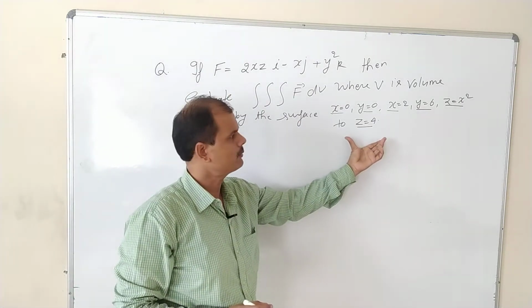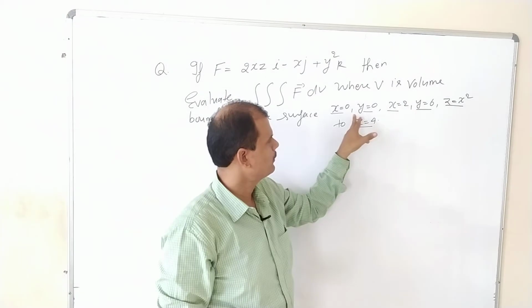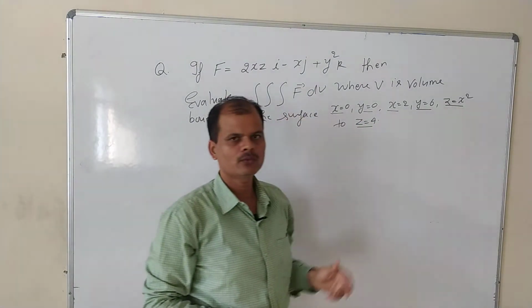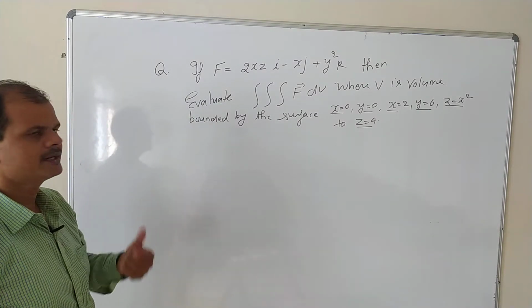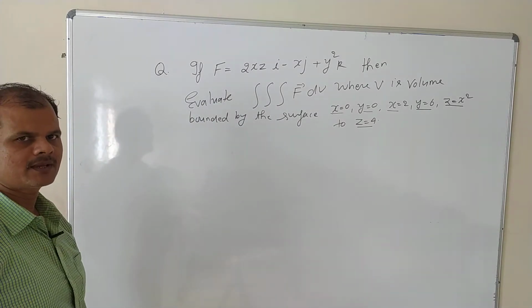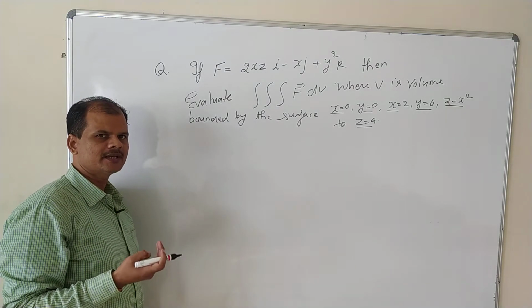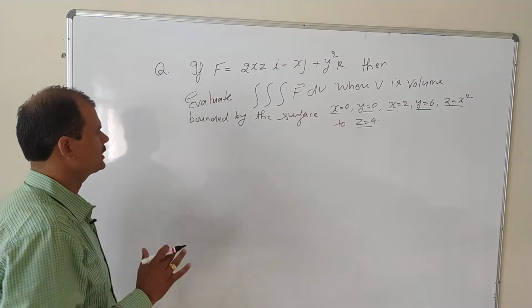You can see in the problem, x limit is 0 to 2, y limit is 0 to 6, z limit is x square to 4. So basically directly limit is given for x, y, z. We know that for finding the volume integration we need x limit, we need y limit and we need z limit. So all three are given.